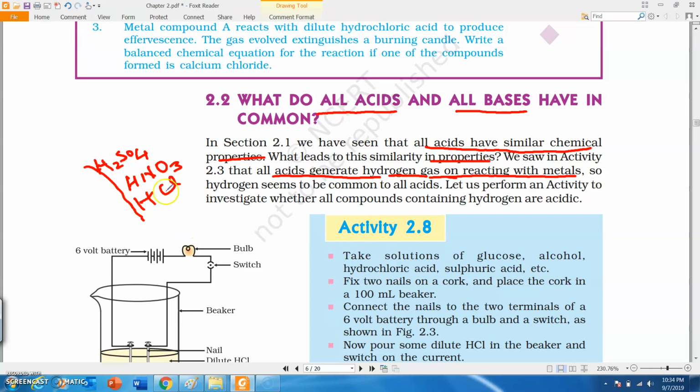And let's take an activity. Activity to investigate whether all compounds containing hydrogen are acidic.